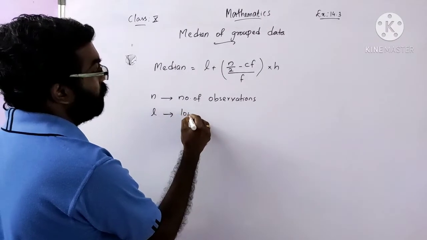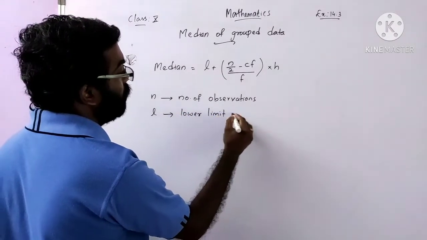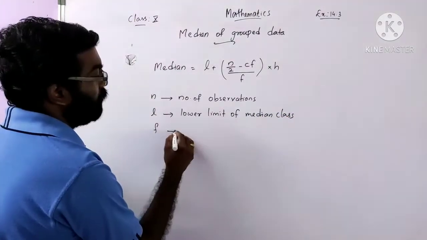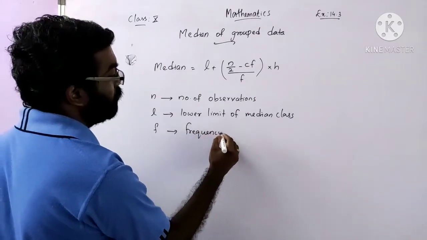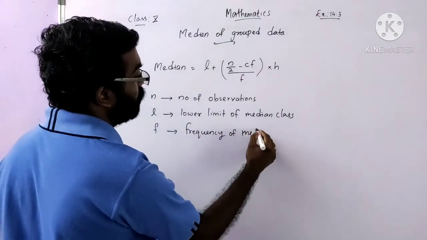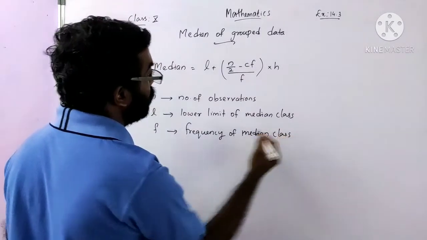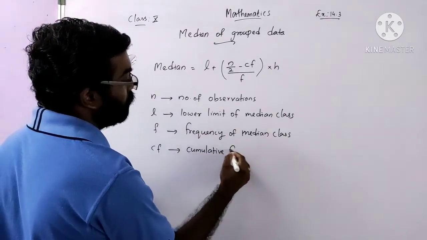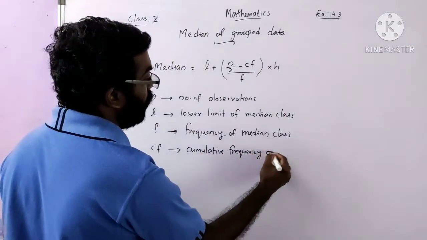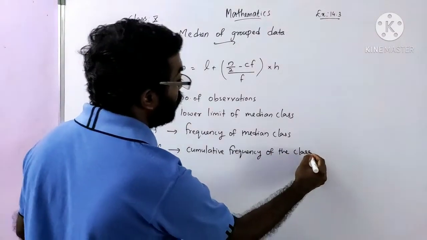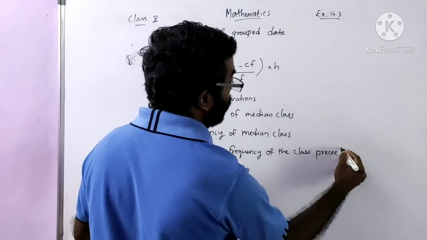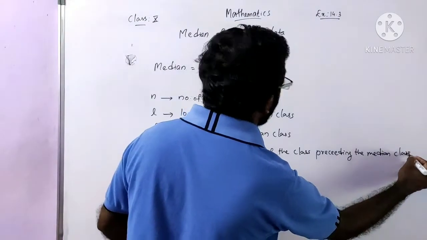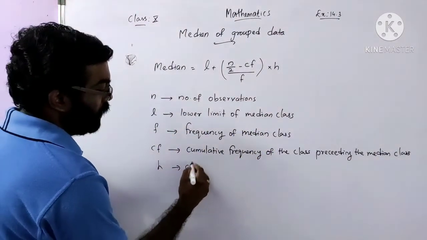L is the lower limit of the median class. F is the frequency of the median class. Cf is the cumulative frequency of the class preceding the median class. And H is the class size or class width.